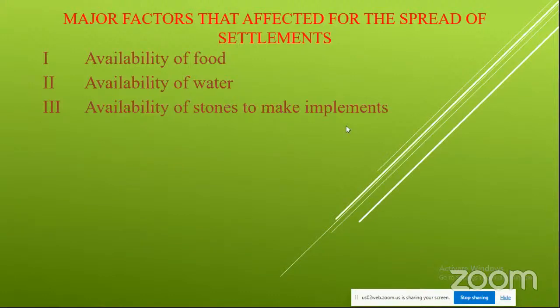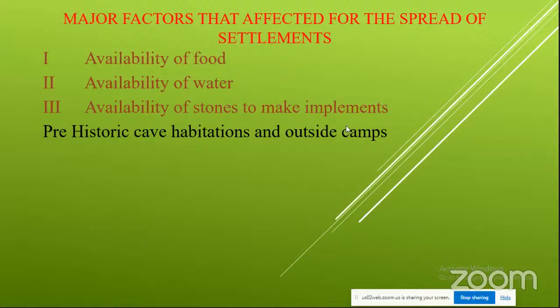So they were living in an outdoor camp. Outdoor camps also they have selected. So prehistoric cave habitations and outdoor camps. These are the two habitations that they were using to live. So this is also one of the past paper questions.